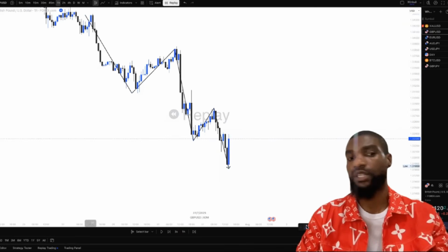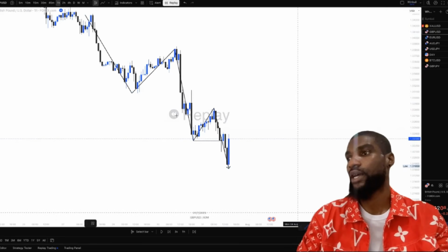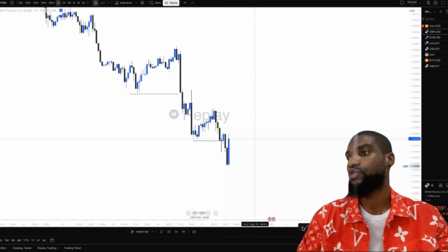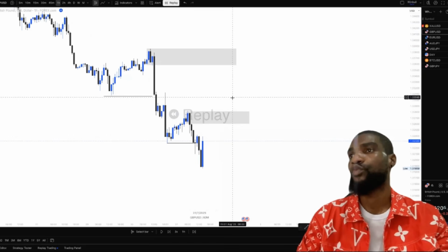So it keeps breaking structure to the downside, break of structure here, right? And we have a break of structure here. Okay, so now we have two supply zones here we should be paying attention to. We have the first supply zone here, and we have another one here. Okay, so now which of these supply zones is valid for us to take a sell trade, right?